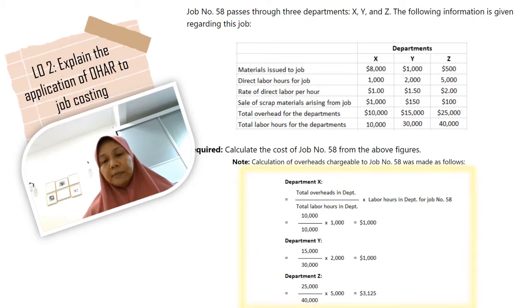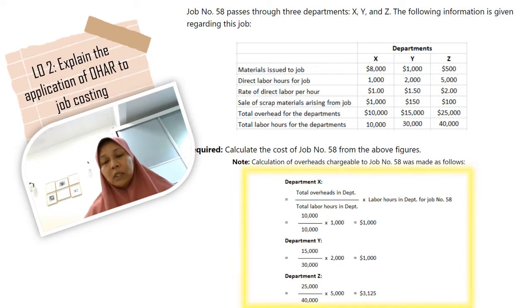So for department X, basically we have the total overhead of 10,000, and the total labor hours for department X is 10,000 labor hours. So basically the overhead absorption rate for department X is RM1 per direct labor hour. 10,000 divided by 10,000, so RM1, or in this case $1, per direct labor hour.